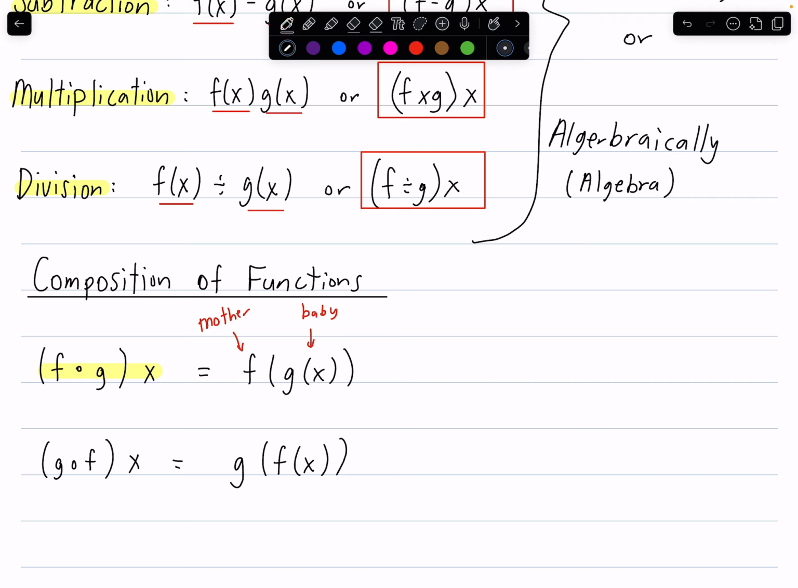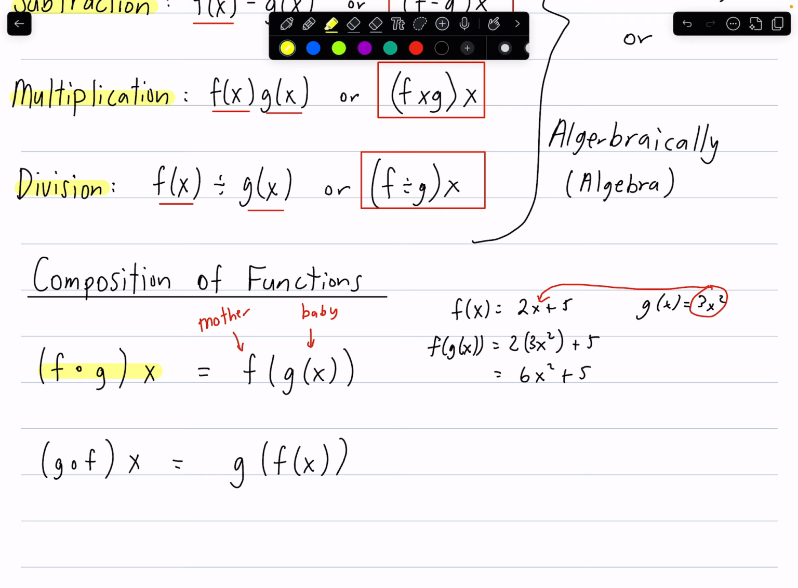So for example, if they gave you a question like this, f at x is equal to 2x plus 5, and then they said g of x is equal to 3x squared, what we would be doing is we would be taking this 3x squared and we would be plugging it in as x. So then f of g of x would be 2 times 3x squared plus 5, which gives you 6x squared plus 5. So you see how we're putting the baby in the mother, okay? And that's a great way of understanding these types of questions.